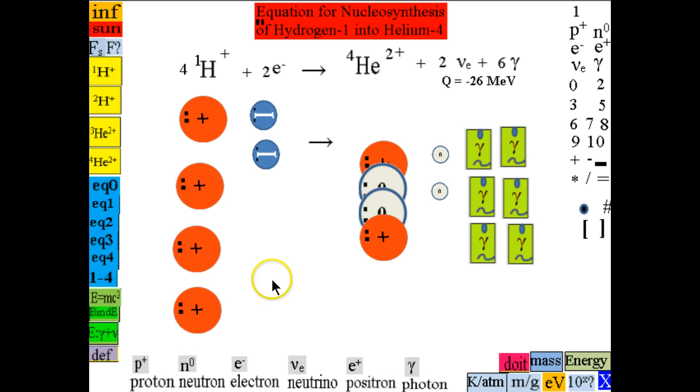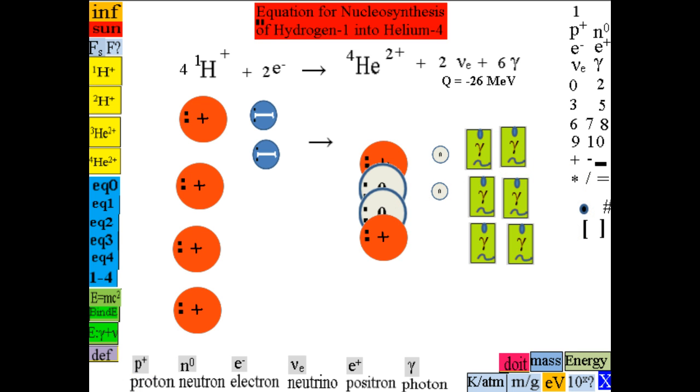It is quite amazing that you have on the left-hand side 4 protons and 2 electrons, and on the right-hand side you have only 2 protons but 2 neutrons. And then on the right-hand side you have no electrons, but you have neutrinos and photons. And as a scientist, you need to explain how one can get from 4 protons and 2 electrons to what you see on the right-hand side of this equation.